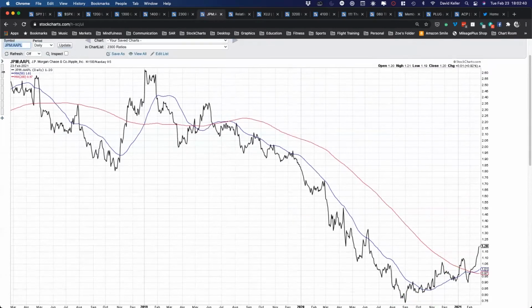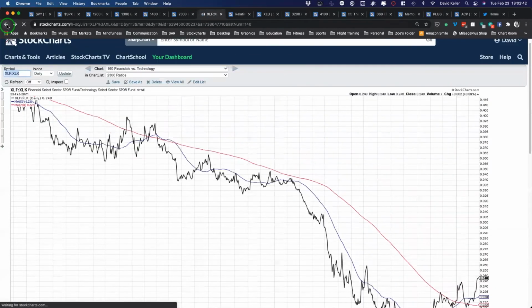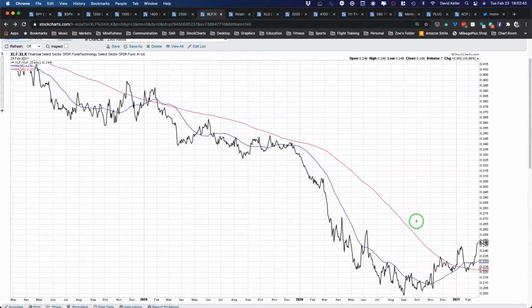Since the September market peak. So that was really when we had a change of character between the two. So what does this mean? Well, this ratio going higher, you're assuming a lot of things.